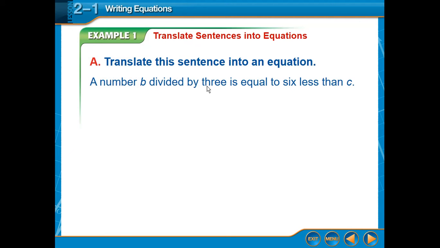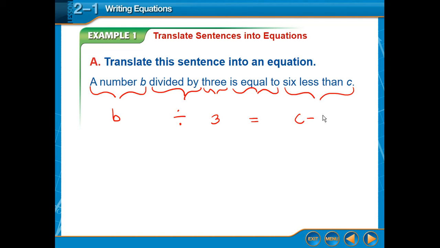Okay, so we want to be able to take this sentence here and be able to write an equation. So the best way to do it is to just break it up piece by piece. So a number b, that's just b, divided by, that means division. 3 is 3, is equal to, that's an equal, and 6 less than c. Now be careful here, that's c minus 6, so we're going 6 less than c. Okay, so our equation is just b divided by 3 equals c minus 6.